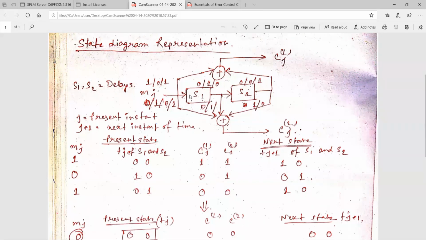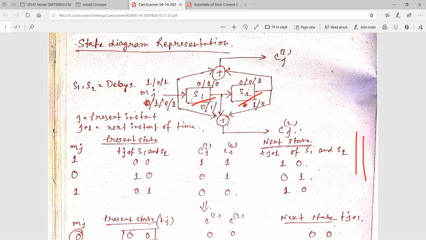You can say from this diagram that this is S1 and this is S2. This is two delays, or you can say this is two registers and flip-flops, whatever you can say. And we have to just make this table, to represent the states of S1 and S2.